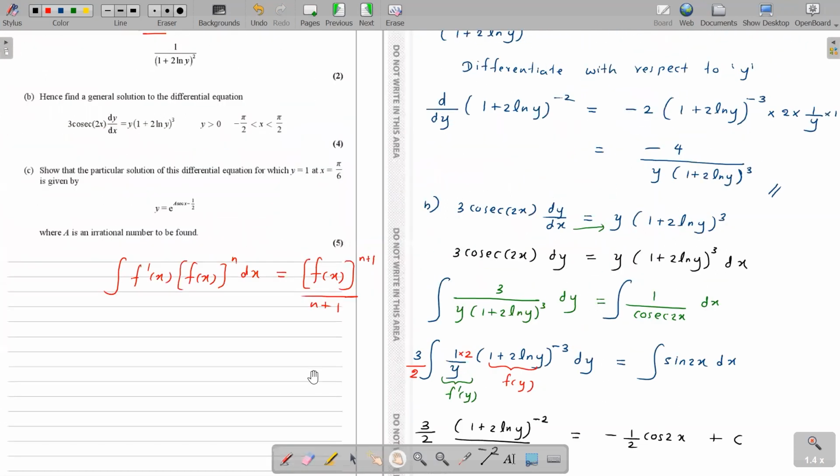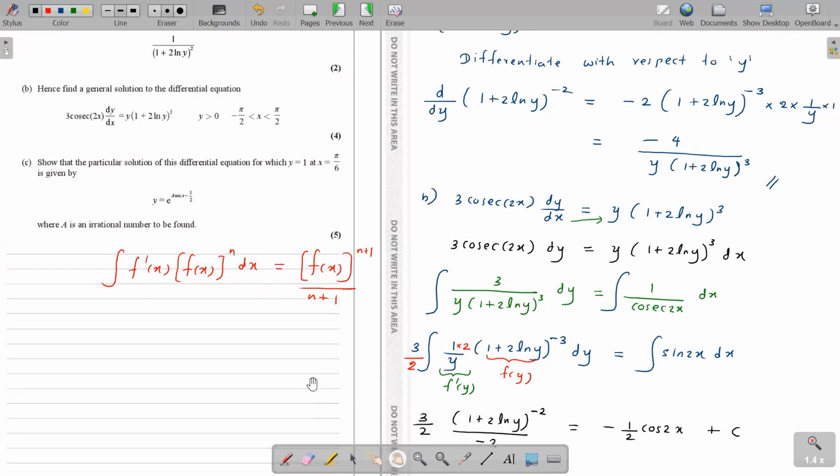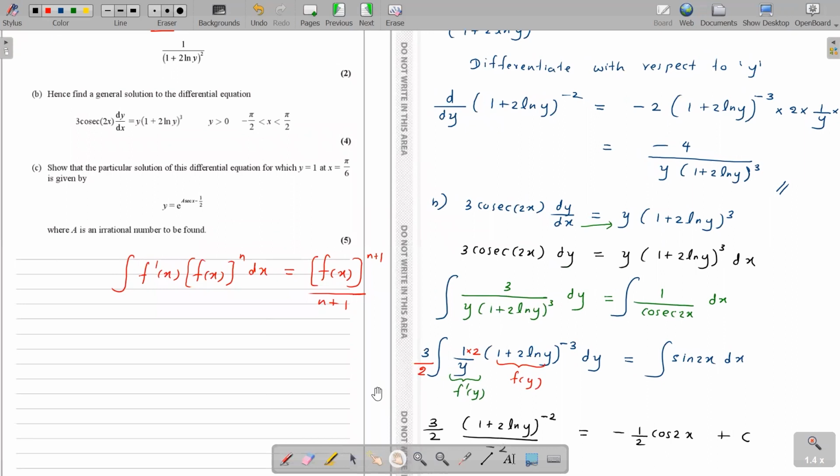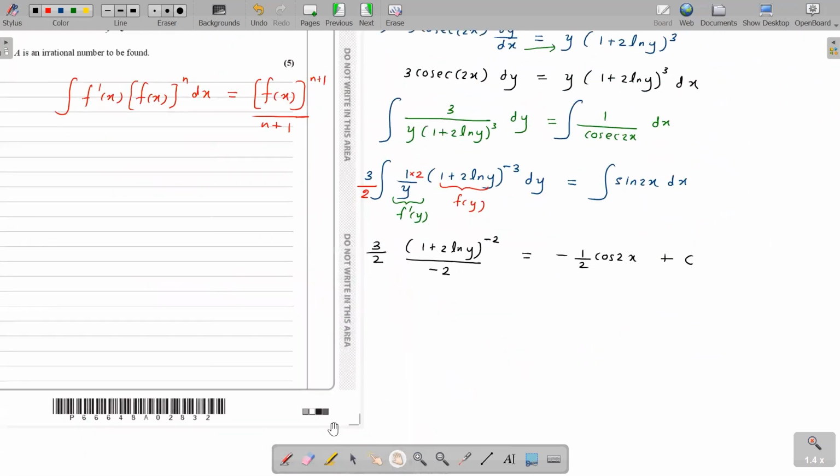So what's the format they want us? They've asked us to find the general solution. Yeah, so you could just simplify this a little bit more and leave it. Minus 3 over 4, 1 plus 2 ln y to the power minus 2 equals minus half cos 2x plus c. You could leave it because they've not told you to make y the subject. It's up to you all. You could leave it at this point.